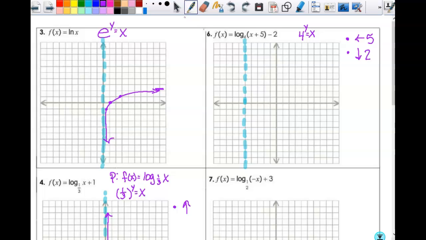So now I'm going to do y. When y is negative 1, x is what? 1/4. Right? That's okay. And then I move to the left 5. 1, 2, 3, 4, 5, and down 2. All right, so then when y is 0, wait, what did I do? Did I do that right? Oh, I did. I went down 2. I look like I went down too much. When y is 0, x is 1. Then I move to the left 5. 1, 2, 3, 4, 5, and down 2.